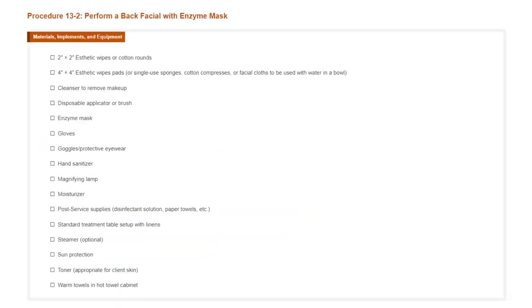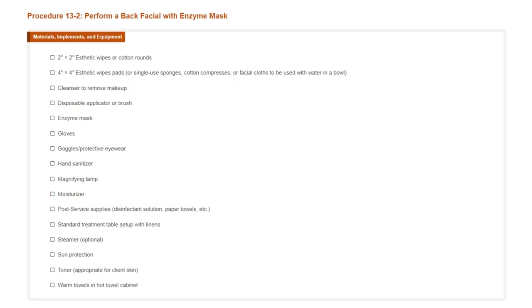Procedure 13-2, perform a back facial with enzyme mask. Materials, implements, and equipment. 2 times 2 aesthetic wipes or cotton rounds. 4 times 4 aesthetic wipes, pads, or single-use sponges, cotton compresses, or facial cloths to be used with water in a bowl. Cleanser to remove makeup. Disposable applicator or brush. Enzyme mask. Gloves.